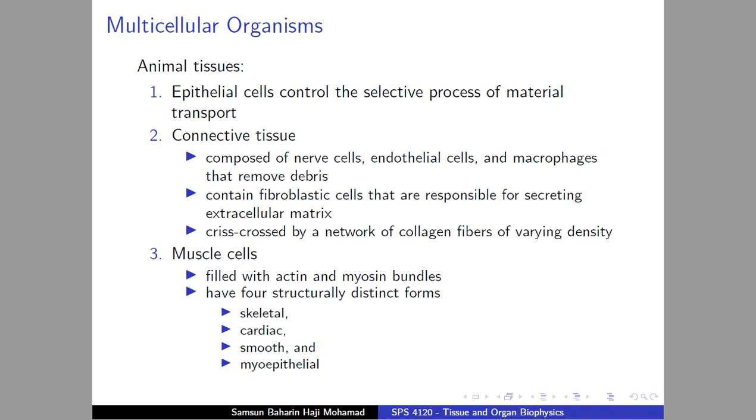So that is the tissue, and from this tissue we have the muscle cell. It is filled with actin, just like in our chapter 6, and myosin bundles. There are distinct forms for our animal tissue: skeletal, cardiac, smooth, and myoepithelial.